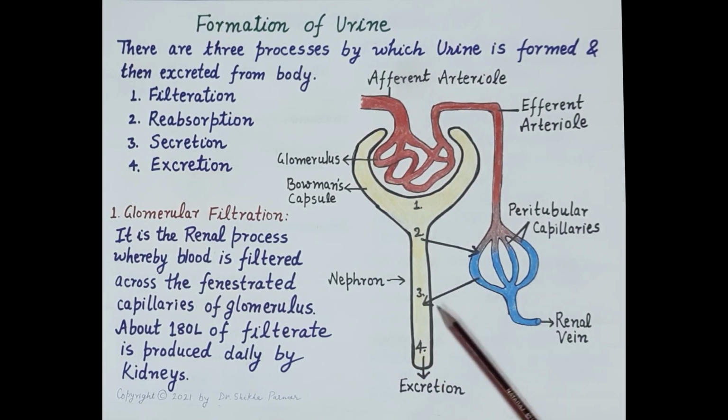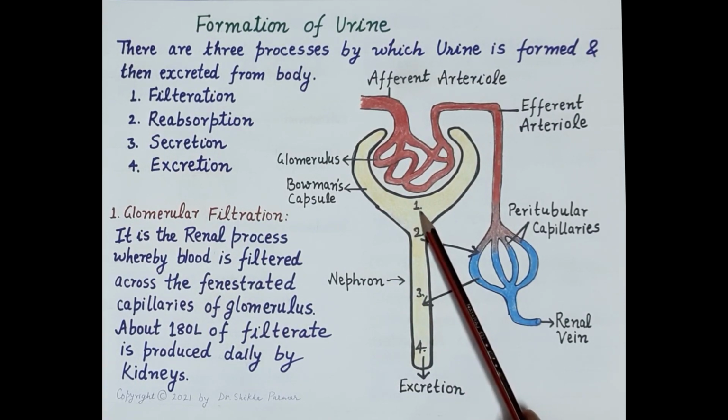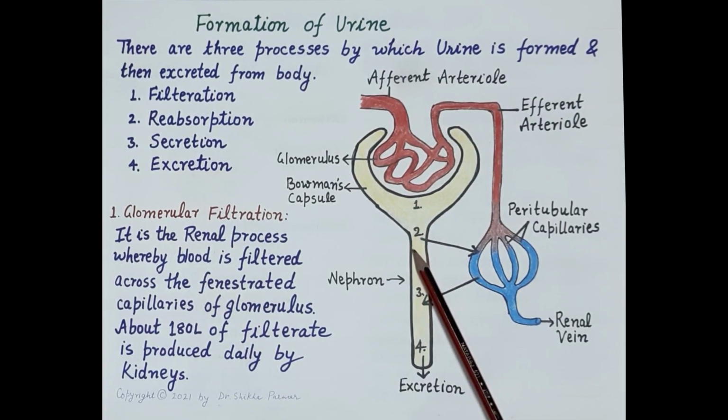Hydrogen ions are also secreted in the renal tubule, and tubular secretion of hydrogen ions is very important in maintaining the normal blood pH. The end result of all these three processes, that is glomerular filtration, selective reabsorption and secretion, is the formation of urine. So, let's revise.